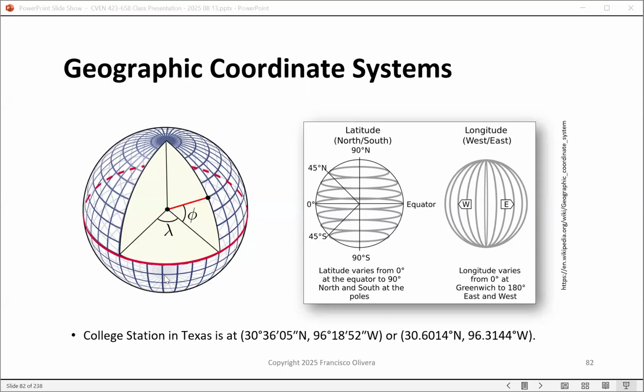So to summarize, the longitude ranges from minus 180 to plus 180, or we can also say 180 west to 180 east. Latitude ranges from minus 90 to plus 90, or 90 south to 90 north.